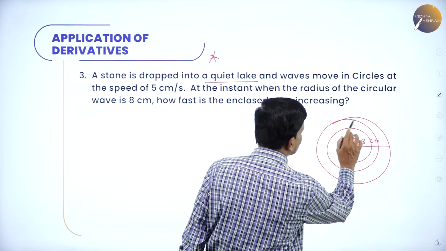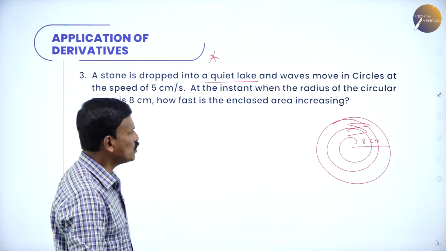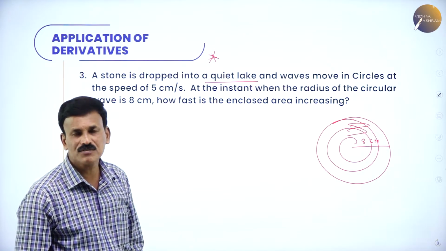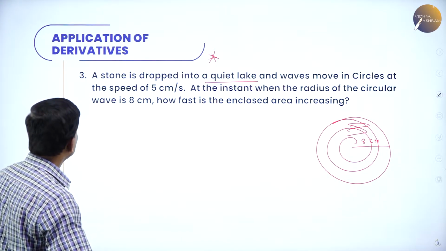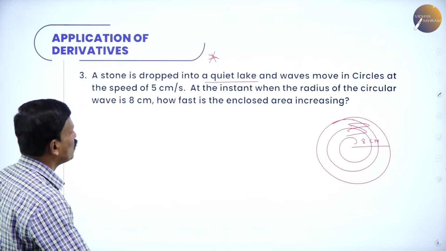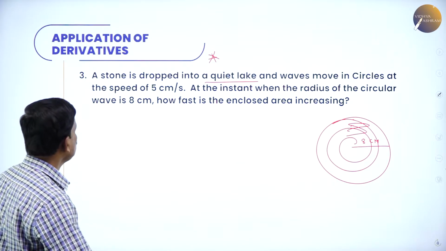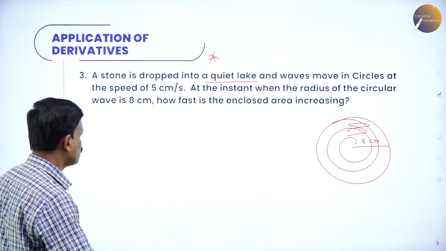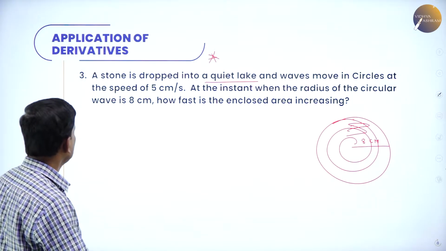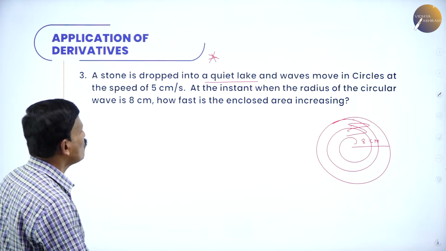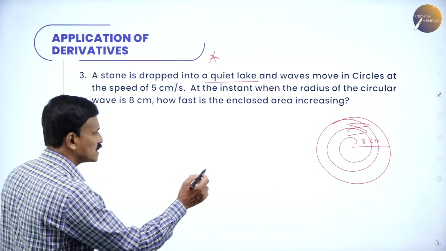Now you have to find out the area enclosed. How fast is the enclosed area increasing? Very important and very easy problem. Now what is the problem given? A stone is dropped into a quiet lake and waves move in circles at the speed of 5 centimeters per second. At the instant when the radius of the circular wave is 8 centimeters, how fast is the enclosed area increasing?